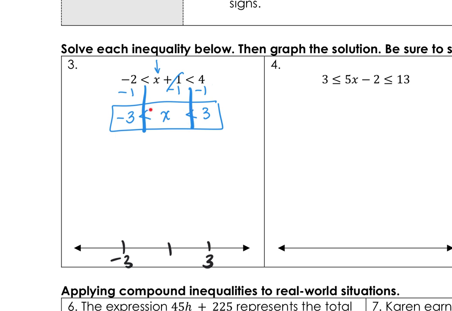my inequality signs are both just less than, so they're not included. So I've got an open circle here, an open circle here, and they shade together.